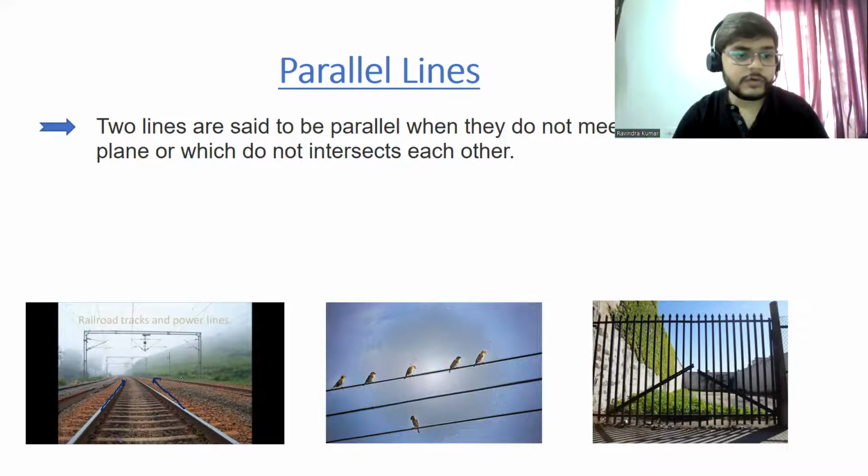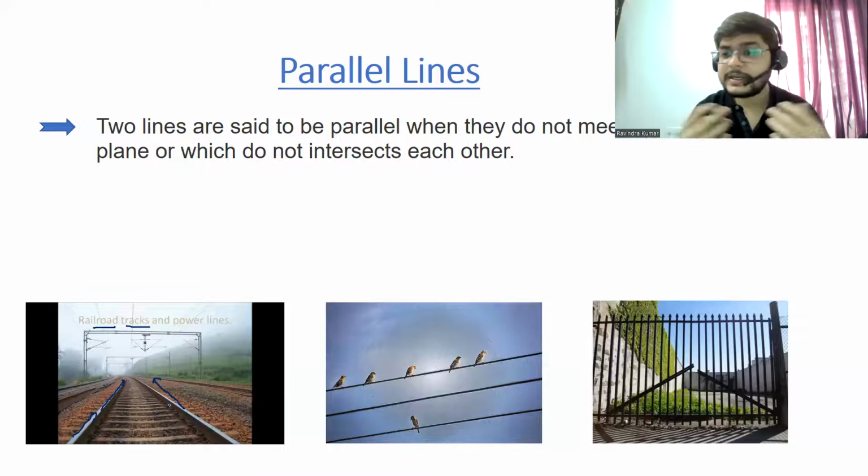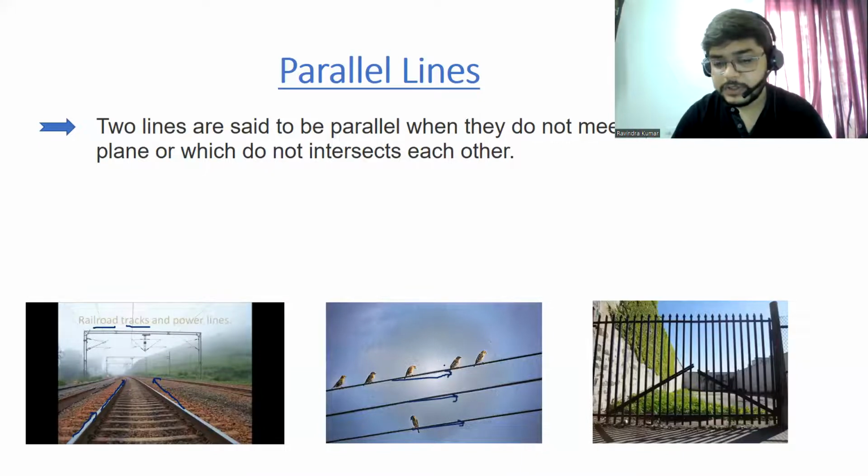So we can see from here it is a railway track, and when we go forward to infinity toward the distance, we observe that there is no point where these tracks are intersecting each other. In the same manner, this is the electric wire here, and these also never intersect each other at any point of time. So these are also called parallel lines. In the same way, here the iron gate is used in the form of parallel lines, right?